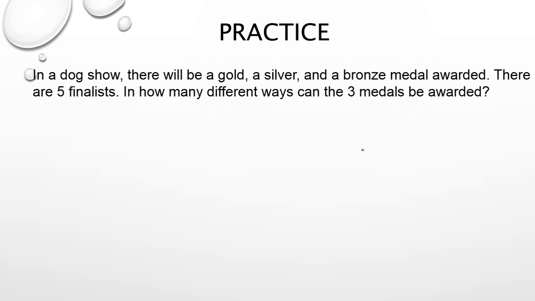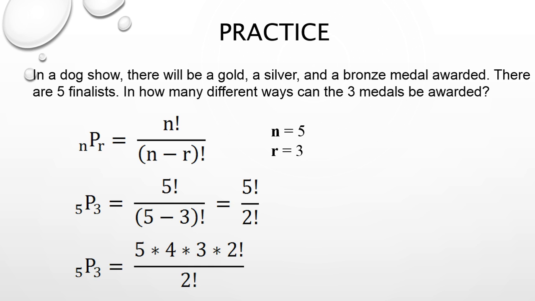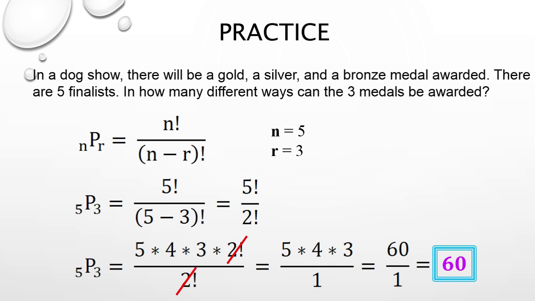Alright, so again, let's identify N and R. N is the total number, which is 5 finalists. R is how many things we're taking at a time. We have gold, silver, and bronze, which are 3 different medals, and that's why we have R equals 3. Plug in everything we know. We have 5 factorial over 2 factorial, which is 5 times 4 times 3 times 2 factorial divided by 2 factorial. Cross it out and we get 60. So there are 60 different ways we can pass out the 3 medals.